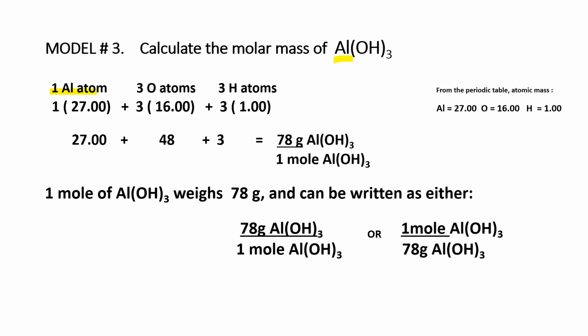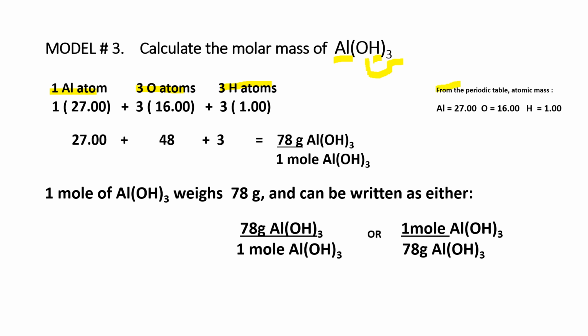Okay, as you can see in the formula, outside the parentheses, we have subscript 3. So we need to multiply this 3 by the subscript inside the parentheses. So 3 times 1 of oxygen is 3 oxygen atoms, and for hydrogen, 3 times 1 is 3 hydrogen atoms.